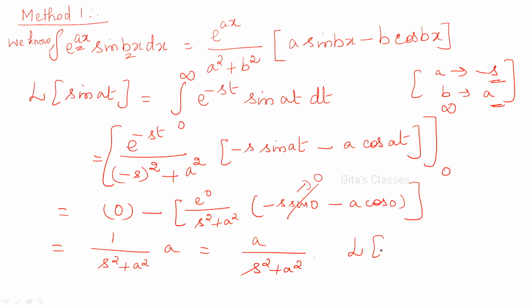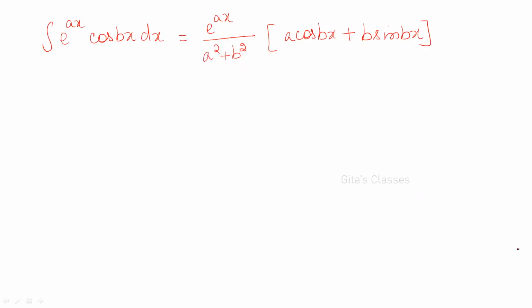Therefore L of sin at is equal to a by s squared plus a squared. This is the answer. Next let us see for cos. The integral of e power ax cos bx dx is equal to, by formula, e power ax by a squared plus b squared into, as I told you, if it is sin you start with sin, if it is cos start with cos, and for cos it is plus, for sin it is minus. Remember like that. So now let us see L of cos at.